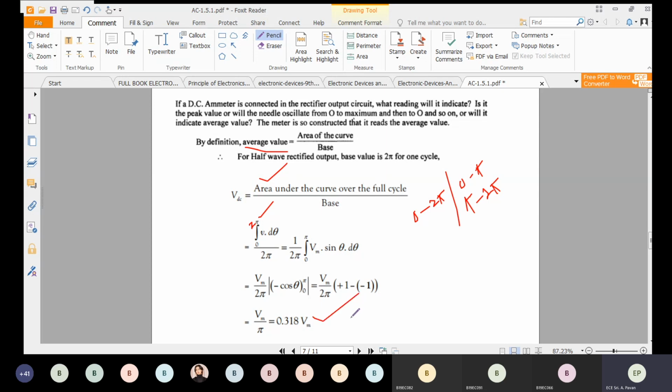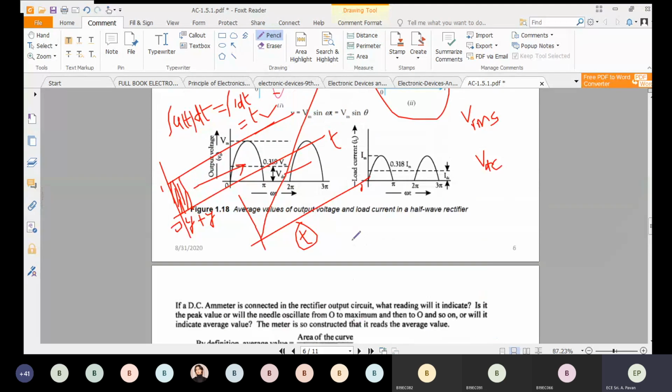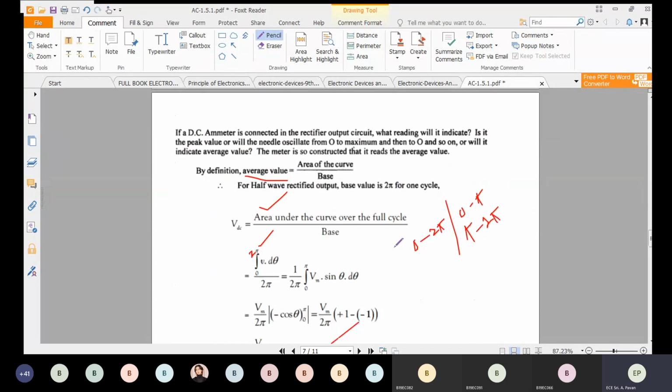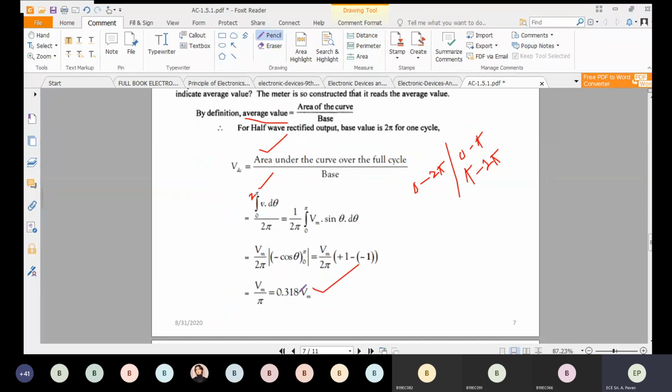What this indicates is VDC, the DC voltage in this waveform. So that's what I said earlier, right? This rectifier output contains both AC and DC together, both AC signal and DC signal. How much DC signal is there? This is the amount of DC signal, 0.318 Vm. So if the maximum amplitude is Vm, only 31% of the maximum amplitude is DC, right?